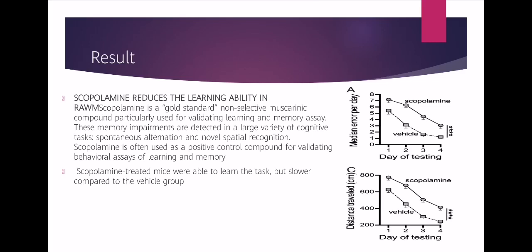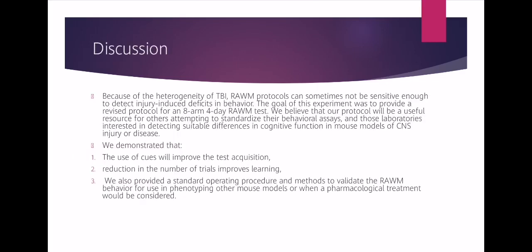Scopolamine treated mice were able to learn the task but slower compared to the vehicle group. As you see, the vehicle group is more able to learn the task as compared to scopolamine. Then we have a discussion.